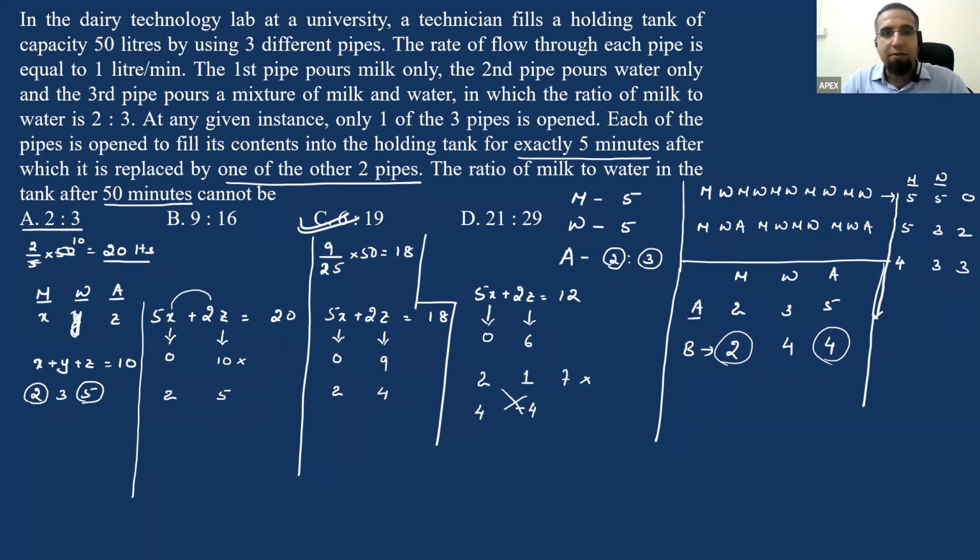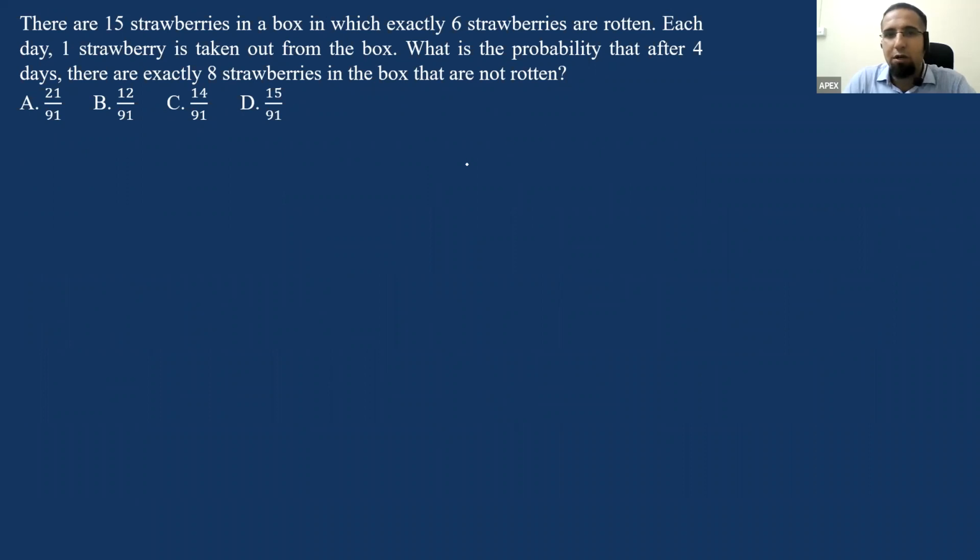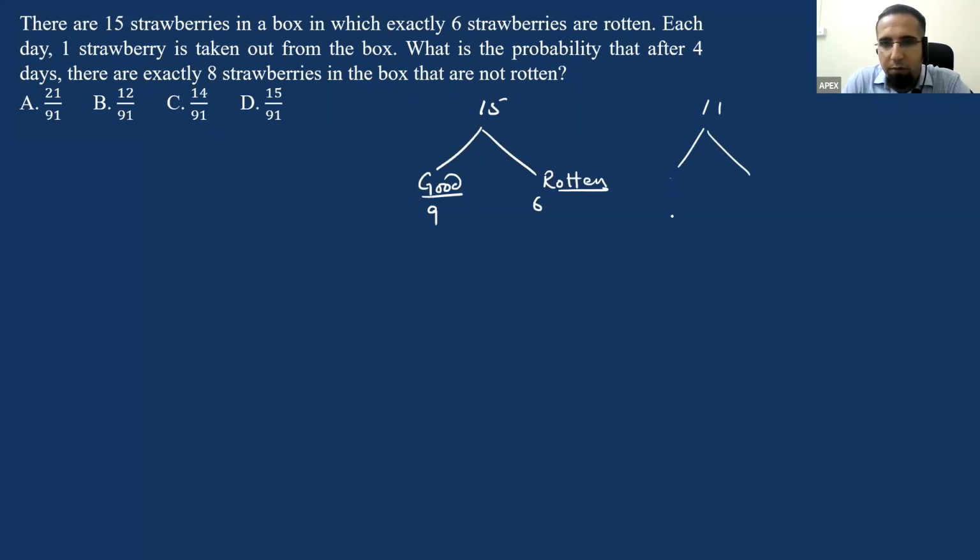So there are 15 strawberries in a box in which exactly 6 of them are rotten. Okay, so out of 15, there are 6 rotten, which means there are 9 in good condition. Now, what is the probability after 4 days that 8 strawberries are not rotten? So after 4 days, which means 11 strawberries are left. Now I want in good condition, I want them to be 8. And rottens I want is 3. Exactly this combination is what I want.